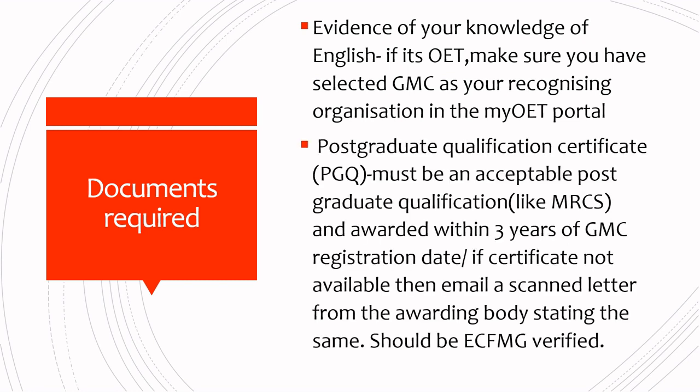Next, they'll ask for the post-graduation qualification certificate, and it must be an acceptable postgraduate qualification like MRCS. So whoever comes through the Royal College membership, they have an accepted postgraduate qualification, and we have to remember that it should be awarded within the last 3 years of the GMC registration date. And if the certificate is not available by the time you apply, like if we pass the MRCS and we have all the required documents for GMC registration, we'll directly apply for the GMC registration. But in that case, what happens is we don't have the certificate with us. So that is what happened with me as well.